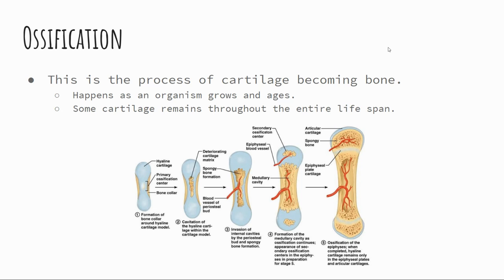So ossification is the process of cartilage becoming bone. This can happen in some areas as the organism grows in age. Sometimes it's referred to as growth plates closing. All right, it's very similar. Some cartilage remains throughout the entire lifespan of the organism, like ears and around the nose. That area will stay cartilage for the entire lifespan of the organism.